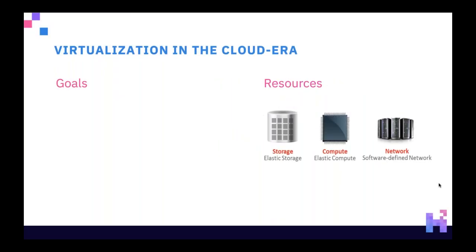So let's get started. Virtualization in the cloud era, what are we even talking about here? The three major components in any data center are storage, compute, and network. These are the resources that we are trying to optimize the best we can. So what are the goals for virtualization in the cloud era? We're talking about on-demand and instant resource provisioning. Self-service is one of the key requirements, where users should not have to file a large amount of paperwork or wait in the queue to consume resources. This requires automation and orchestration capabilities from the virtualization platform.